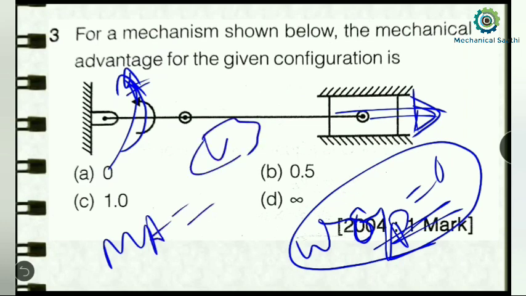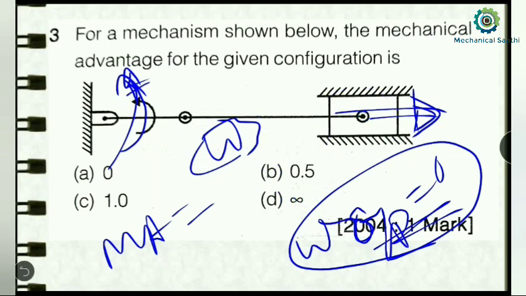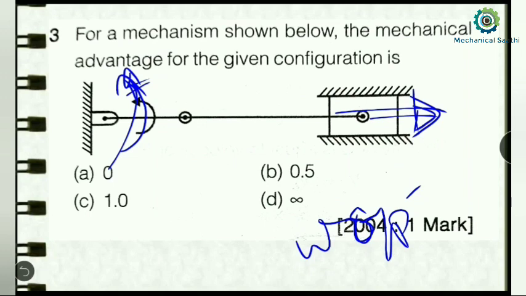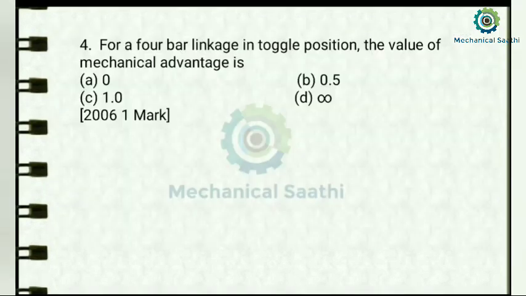Okay, so that omega input will be some value divided by 0, so we'll be getting infinity as our answer over here. So option D will be the correct answer over here. So next, that is question number 4.